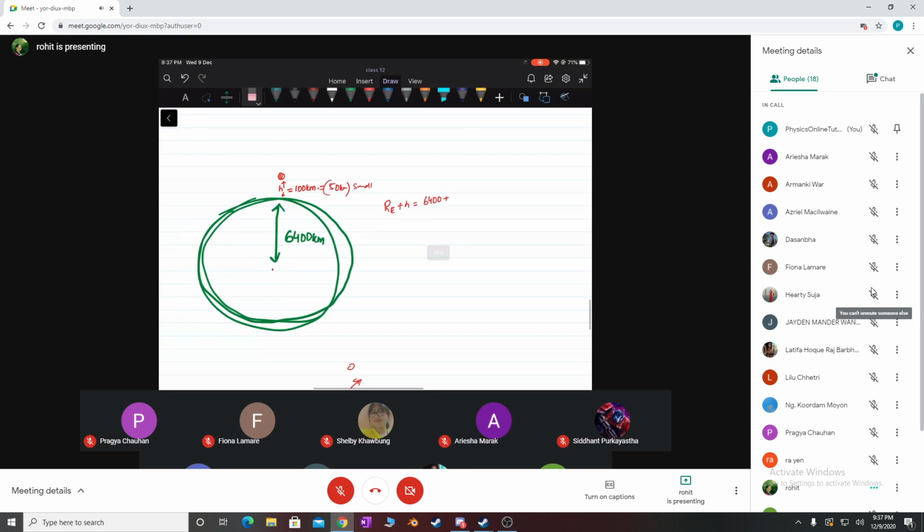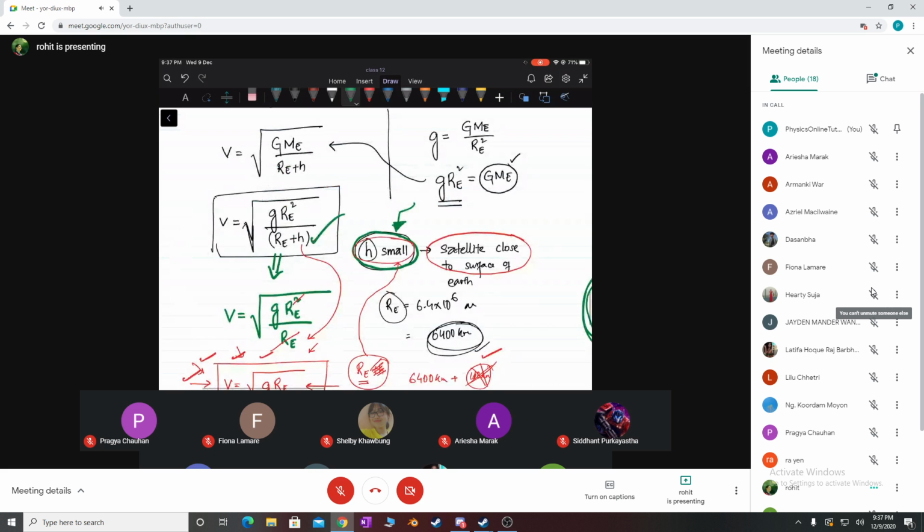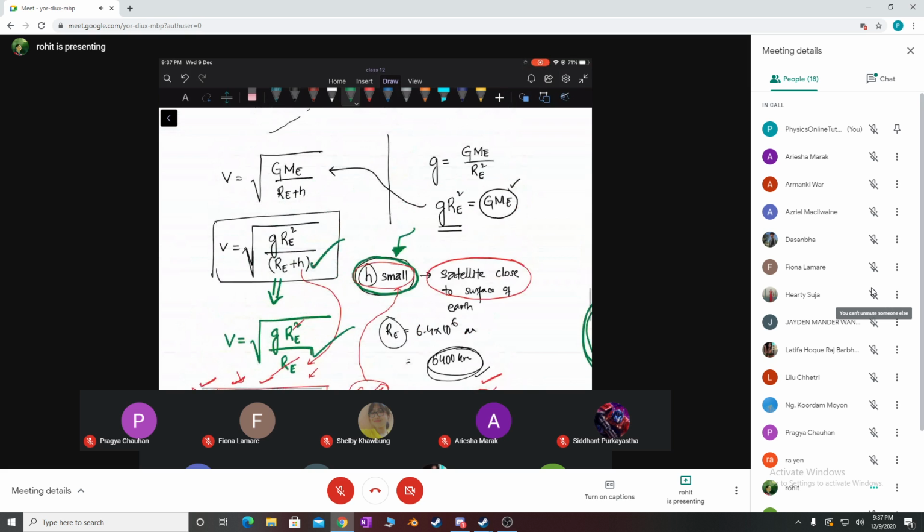Okay, so see, I told you just now, suppose I take a satellite very close to the surface of Earth, you cannot every time come and remove the height. The formula is this, and this is the formula. You cannot remove the height at all, you have to put the height.